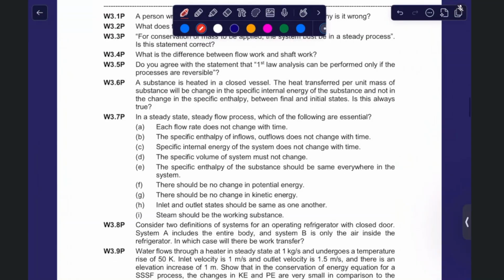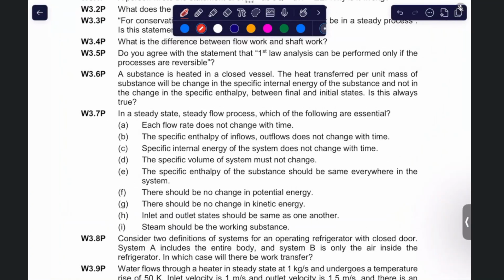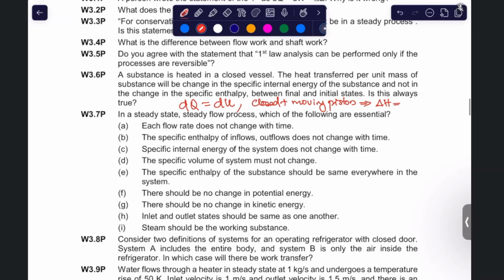So in general, in a sealed container, dQ equals dU. But if there is a closed vessel which is having a moving piston, then you have to consider the delta H also, like U plus PV. Delta H is what? Internal energy will already be there, and then flow work will also be considered. So, sorry, d of (U plus PV).